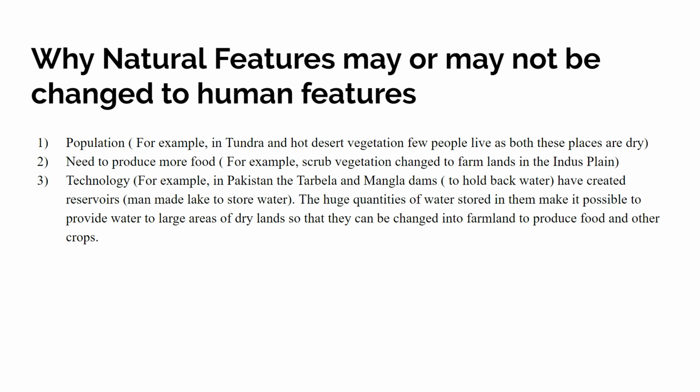But if we have scrub vegetation over there, which means that we have thorny bushes, then of course we need to remove the scrub vegetation, and we need to change this vegetation into farmlands by providing them an adequate amount of water. Then let's talk about the technology.